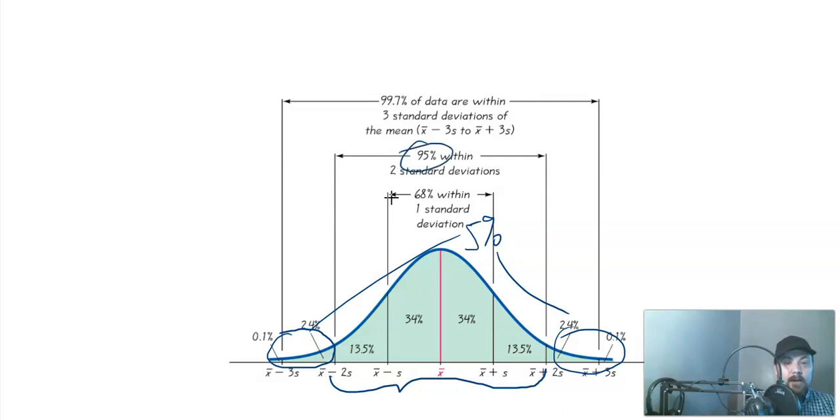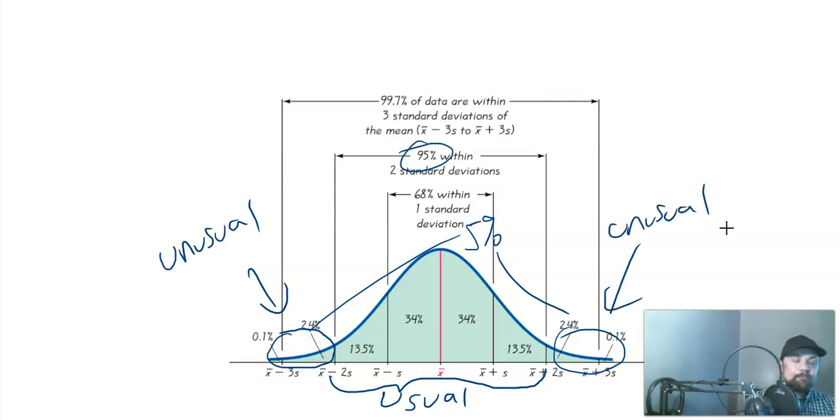And so about 95% of your data values will fall within 2 standard deviations. Again, there's that 5% rule. The values within 2 standard deviations are the ones we consider usual or typical, but values outside of that range are considered to be unusual.